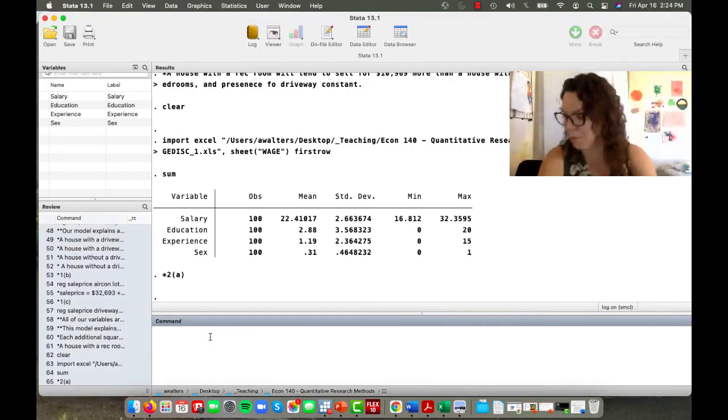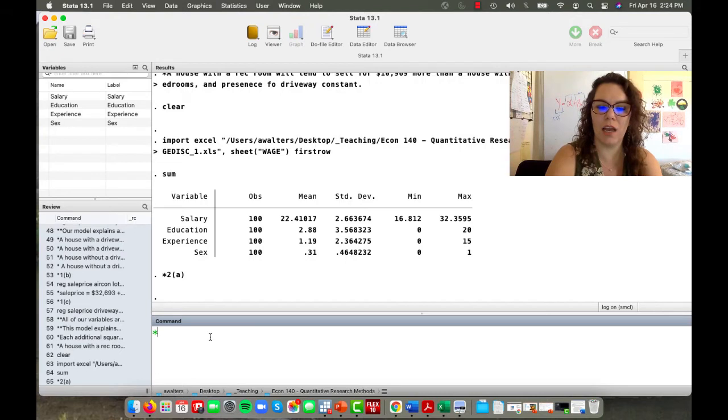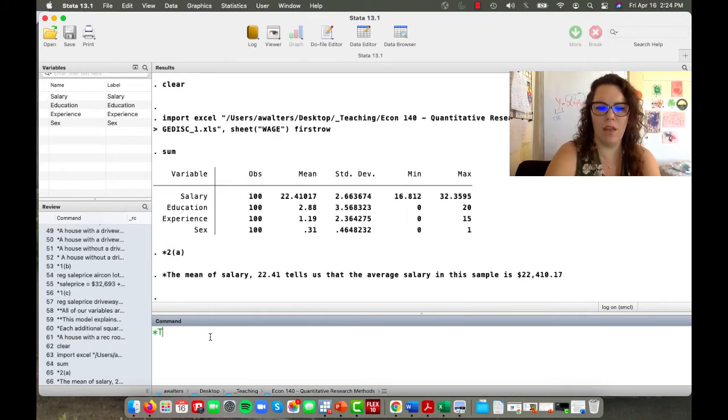I want to interpret the mean of salary. And so I'm going to say the mean of salary, 22.41, tells us that the average salary in this sample is $22,410.17. The mean of education implies that the average worker has almost 3 years of education.